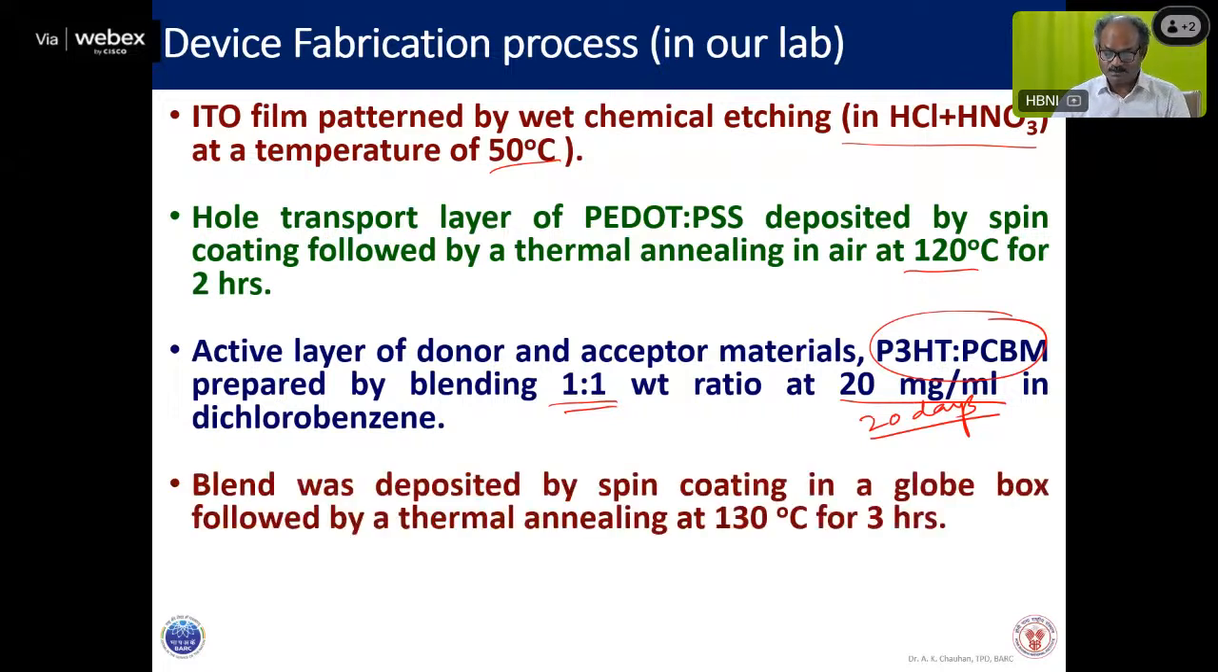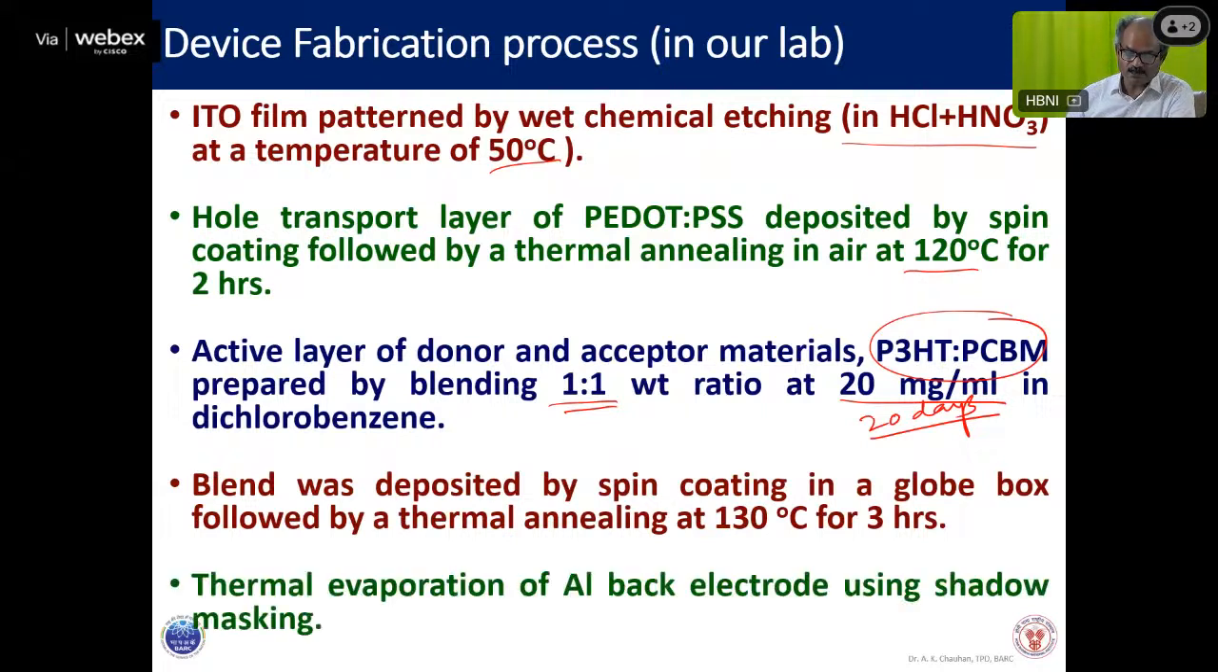Then this blend is deposited by spin coating in the glove box, because you cannot expose this material directly to the atmosphere. The presence of moisture and oxygen degrades the materials, and therefore the entire thing is done inside a glove box where oxygen and moisture are both controlled to less than 1 ppm level.